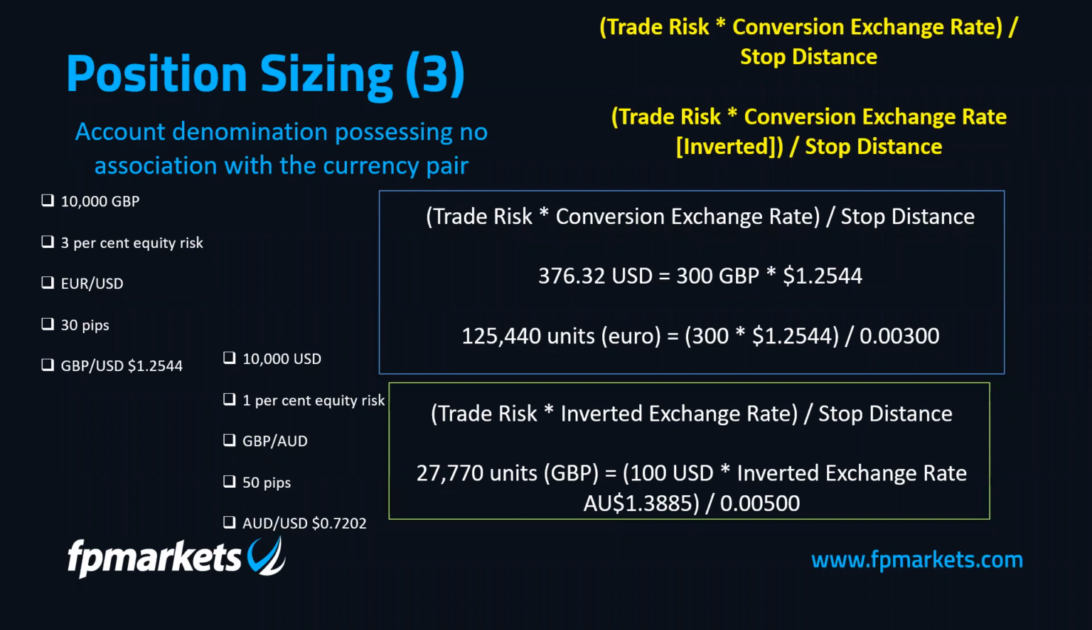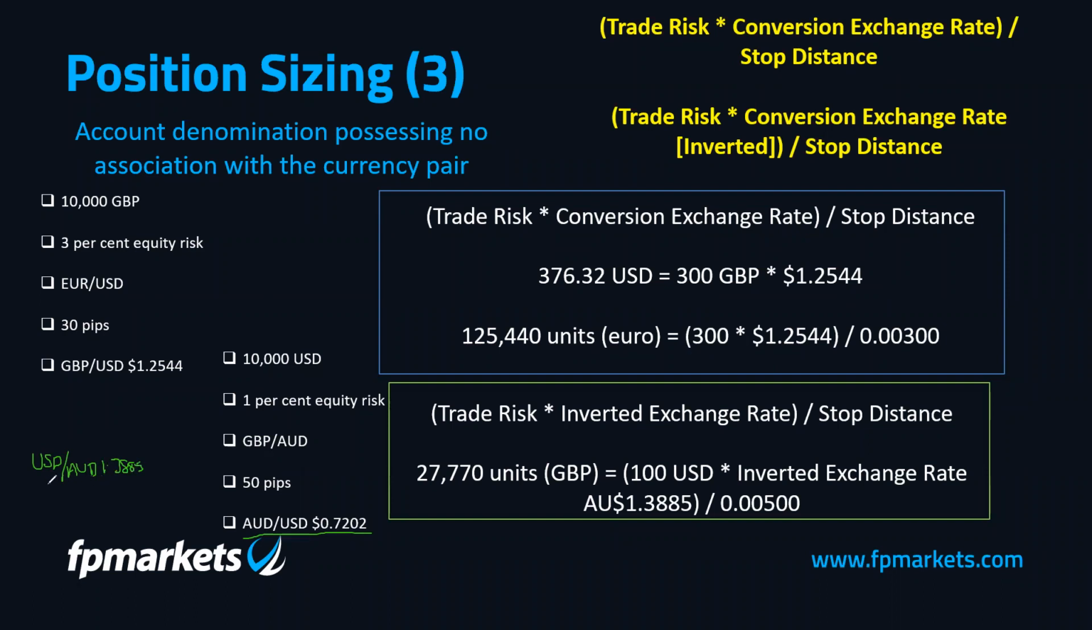We would then simply do one divided by the currency pair, 0.7202, to reach, I think it's around 1.3885 in this example. So what we would do here, let me just write this down because I think it's 1.3855. So this is the inverted currency pair from this, and that comes in at around 1.38.